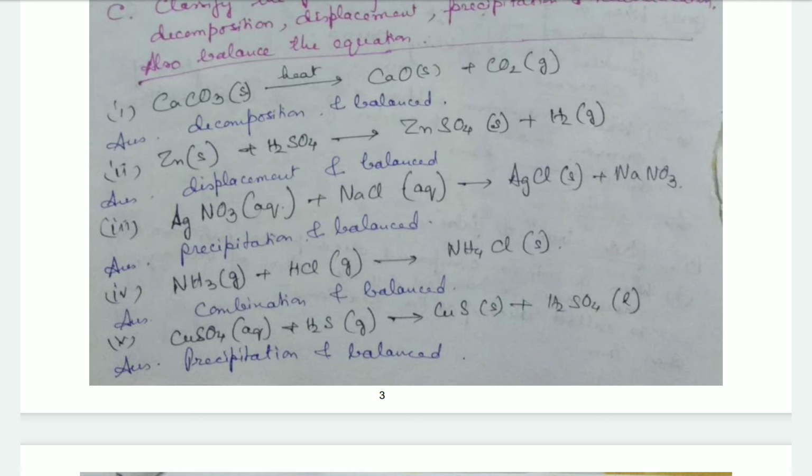Then ammonia gas, when it reacts with hydrogen chloride gas, forms a solid known as ammonium chloride, and this is a combination reaction, and the equation is already balanced.